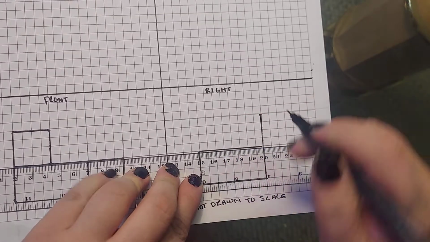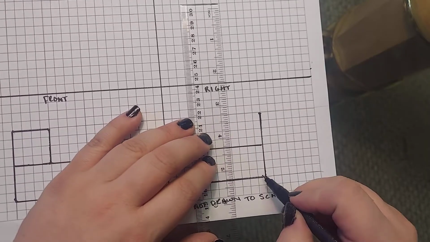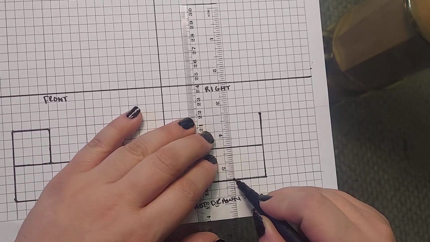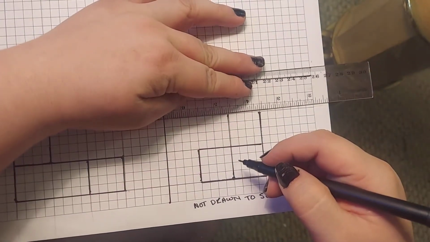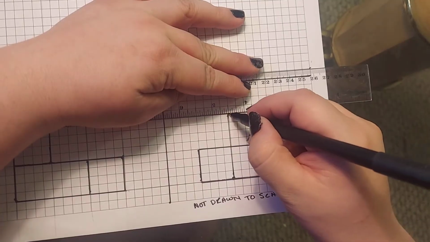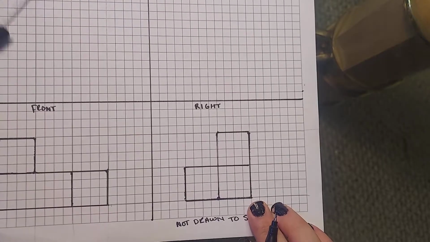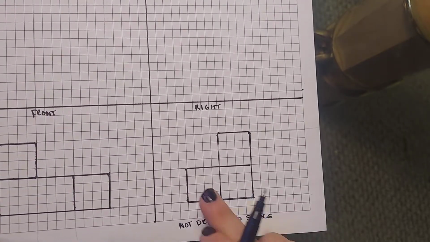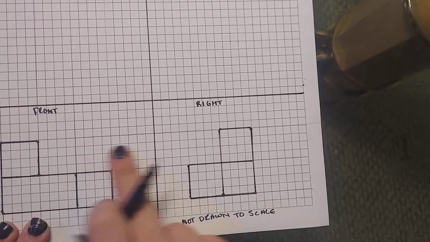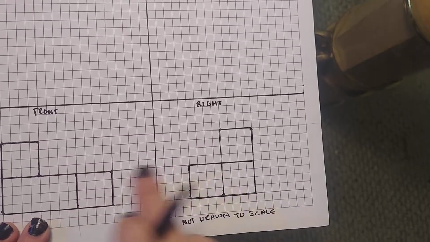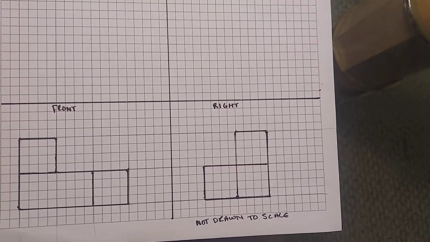This one's going to be by 8. You go in by 4, draw up by 8. And then your piece of 4. So now you should have 3 squares, 2 beside each other and 1 on top. And you'll notice how each quadrant or square lines up with the other view. So it's not drawn to scale, but it looks neater and cleaner.